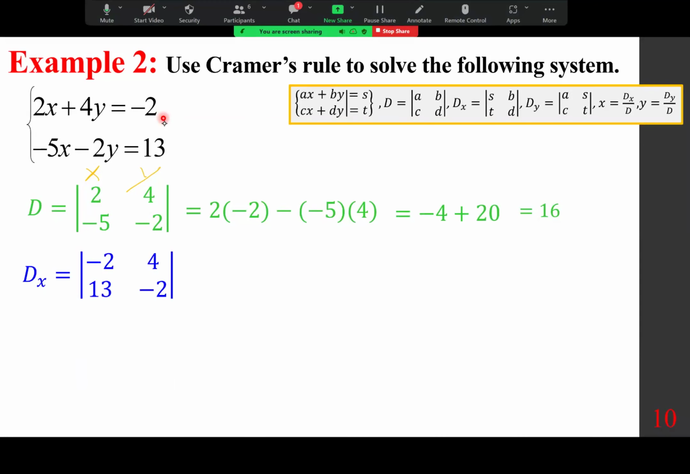And now we evaluate this again. The cross product, that means negative 2 times negative 2, minus the product of 13 and 4. This is a positive 4. This is negative 52, gives us negative 48.